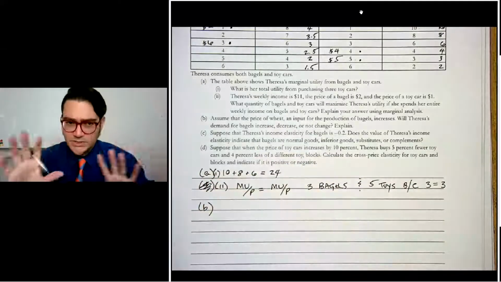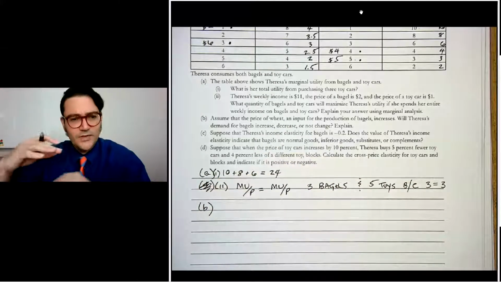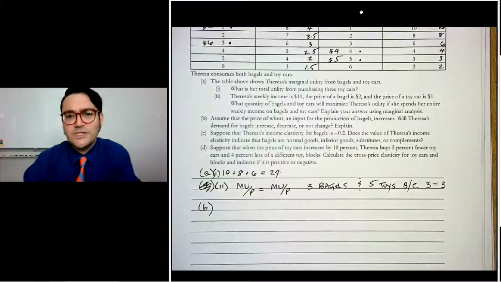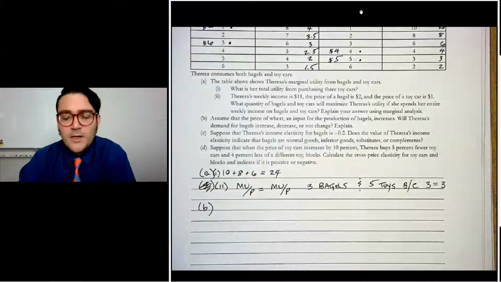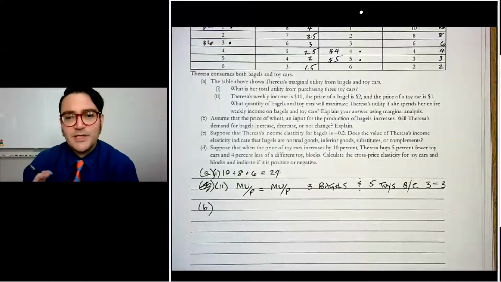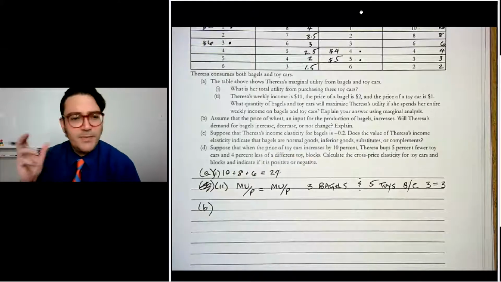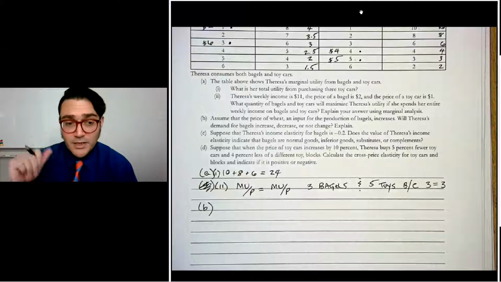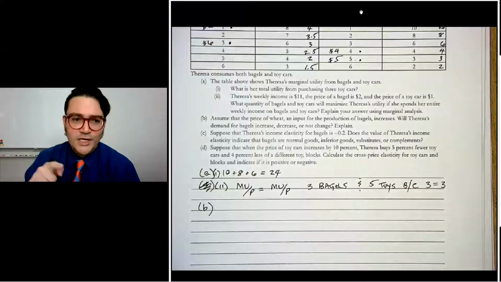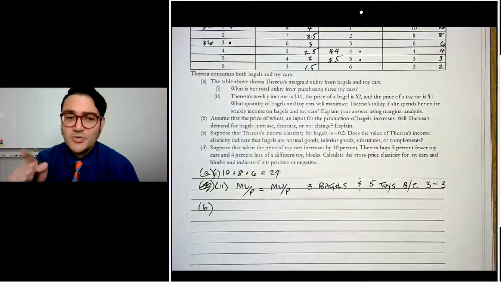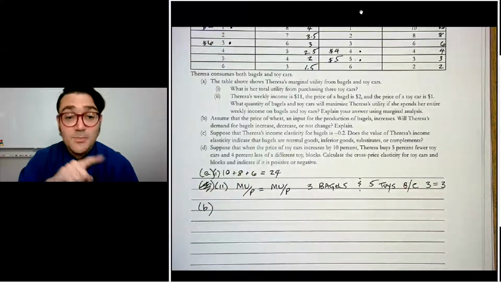Part B, totally different question. So sometimes you're going to get questions where it'll go along and then stop and basically give you totally new stuff. Assume the price of wheat, an input for the production of bagels, increases. Okay. Will Teresa's demand for bagels increase, decrease, or not change? Now think back to the 5 shifters, right? You had merit, market size, expectations about future prices, related goods, income, and tastes. The input costs are not one of those. Input costs are one of the shifters of supply.